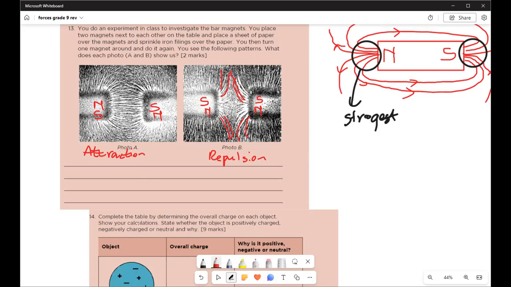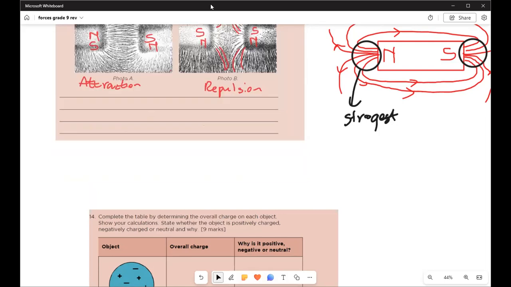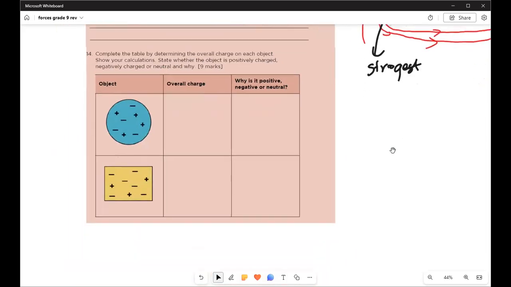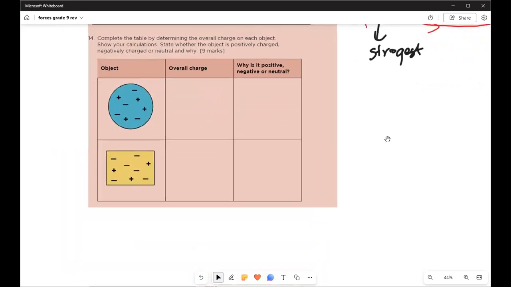Now we can go to 14. Let's go to 14. I'm going to bring 14 up. And 14, they say, complete the table by determining the overall charge in each object. Show your calculations and state whether the object is positively charged or negatively charged or neutral, and why. Okay, for 9 marks. That should be an easy task.